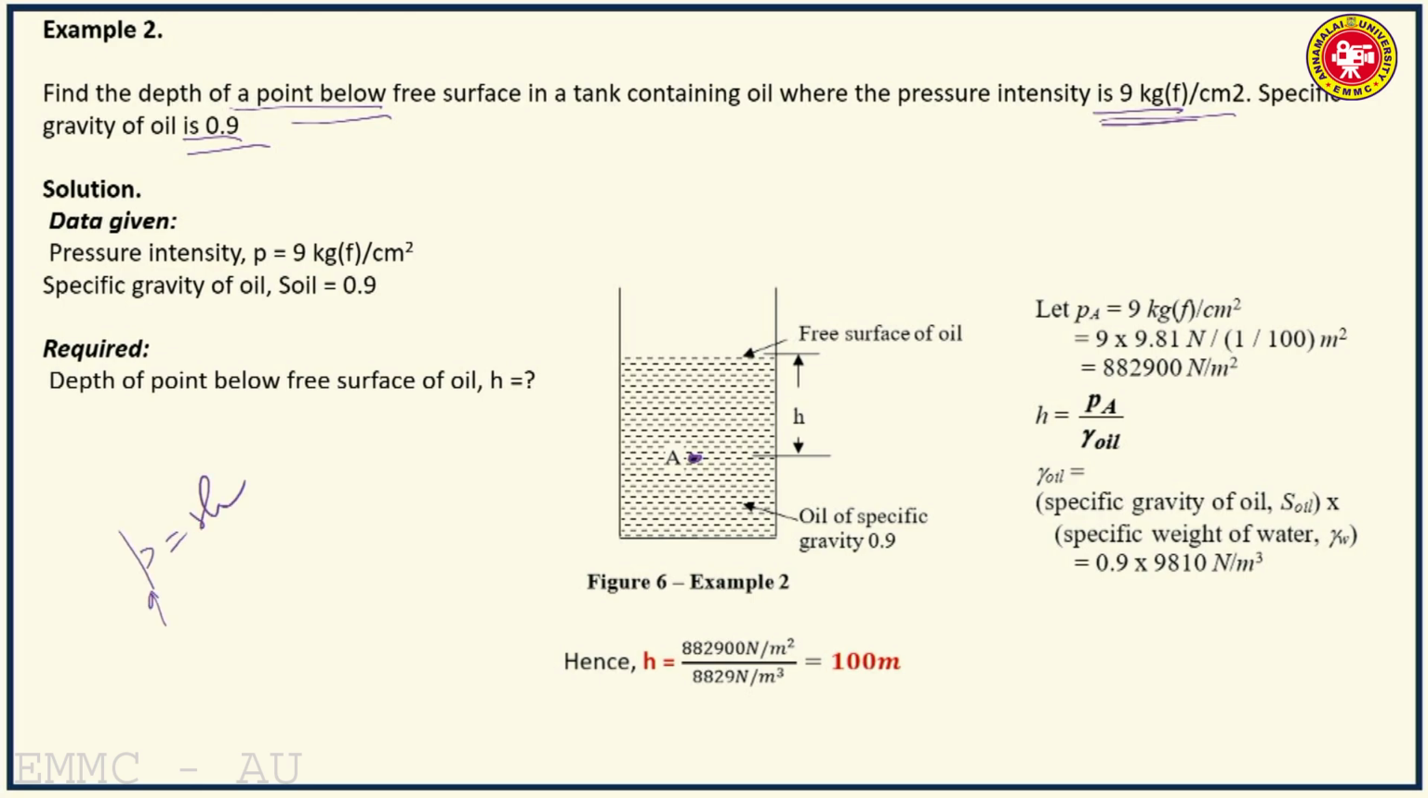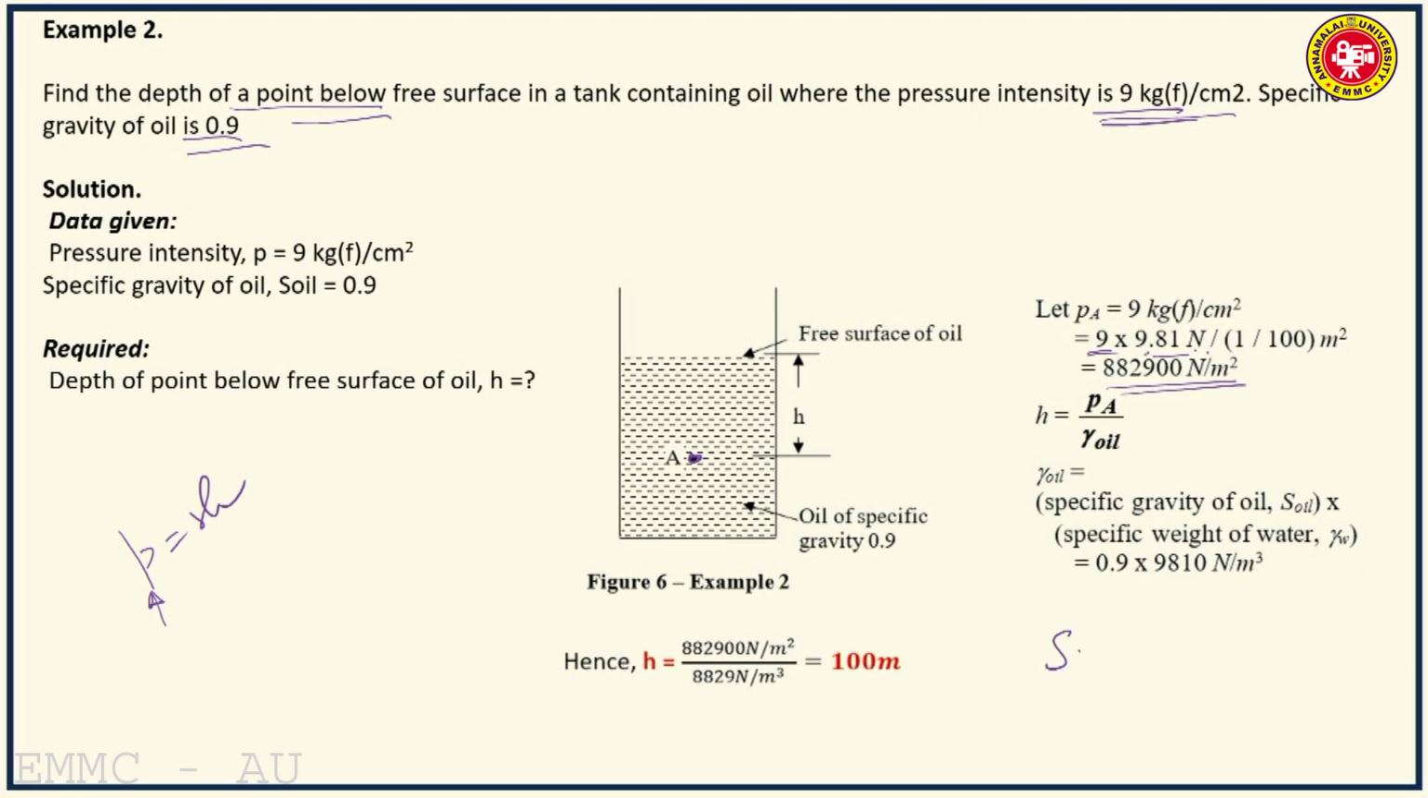What is P? P is the pressure intensity, that is 9 kgf per centimeter square. Put it in Newton per meter square. So 9 multiplied by 9.81 Newton into 10 power 4 meter square, that will be 882900 Newton per meter square. Then what is gamma? Gamma is the specific weight of oil, that will be 0.9 into 9810 Newton per meter cube, using the concept of specific gravity.